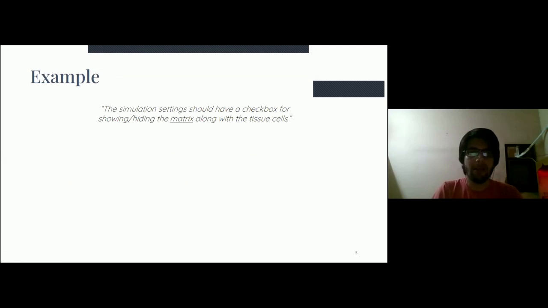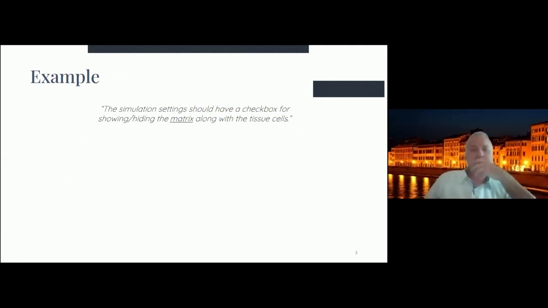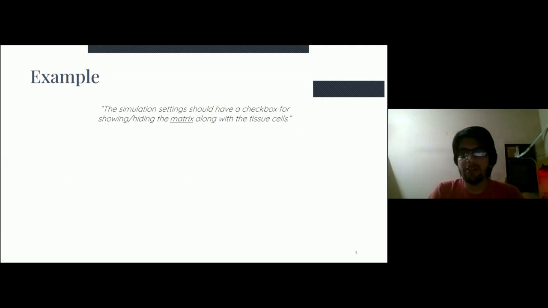Thank you. So let's see an example. Suppose you are a requirements manager working on a biological cell simulator system, and you are interviewing one of the potential users of the system to get his or her expectations. During that interview, the potential user says that the simulation settings should have a checkbox for showing or hiding the metrics along with the tissue cells.